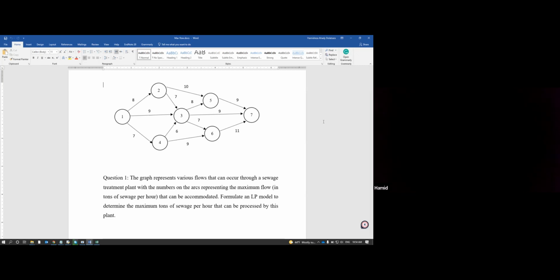Okay, let's look at this problem. The graph represents various flows that can occur through a sewage treatment plant, with the numbers on the arcs representing the maximum flow in terms of sewage per hour that can be accommodated. Formulate an LP model. So LP, again, is the methodology behind prescriptive analytics, which stands for linear programming. Formulate an LP model to determine the maximum tons of sewage per hour that can be processed by this plant.